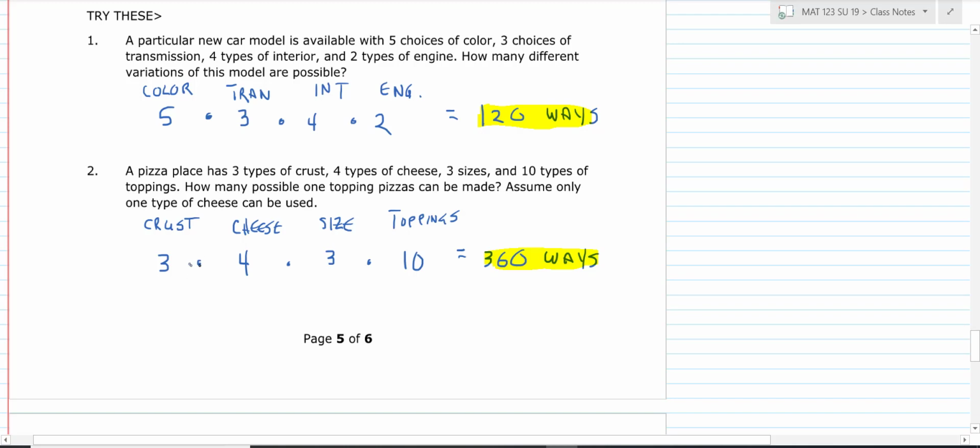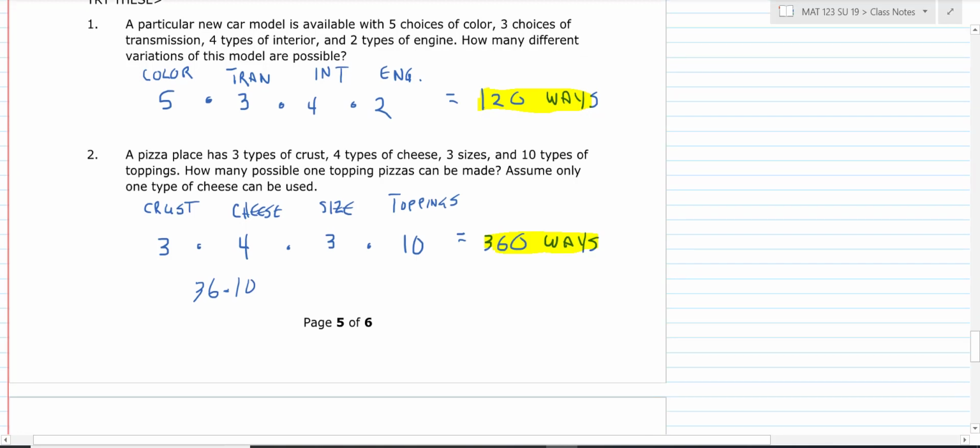By the way, how I did this, I can do this in my head, and you should too. 3 times 3 is 9. 9 times 4 is 36. 36 times 10 is 360. Don't just rely on your calculator all the time.